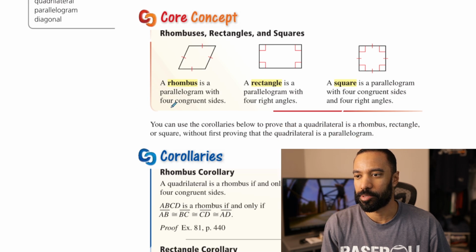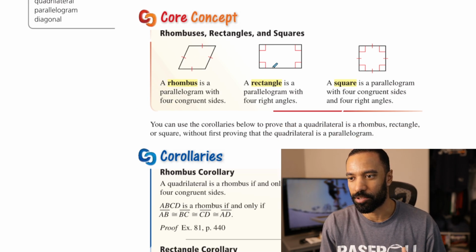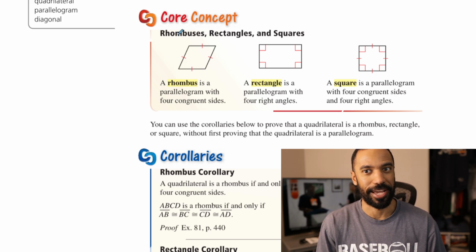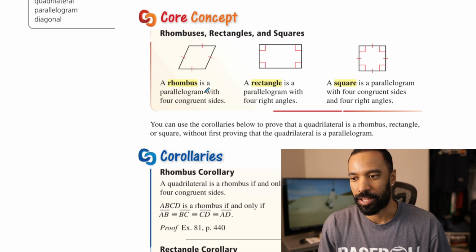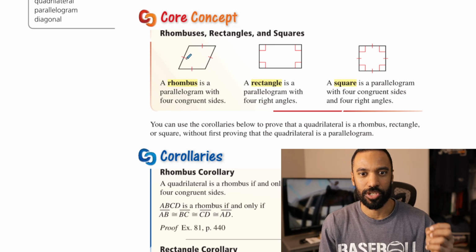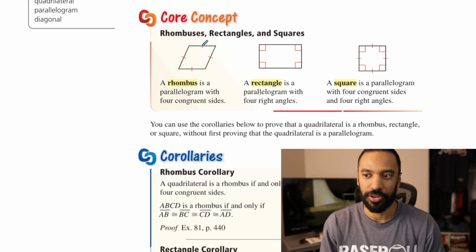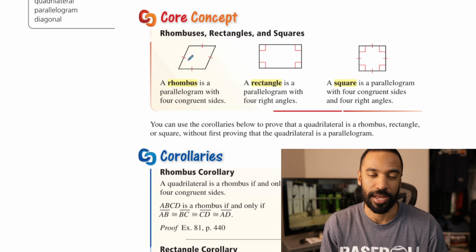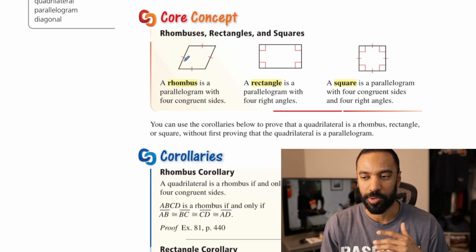Okay, so here they are. They start with rhombuses. Rhombuses, rectangles, and squares. And the plural is rhombuses, not rhombi. So a rhombus is a parallelogram with four congruent sides. So all four sides congruent to each other, not just the opposite sides congruent. Don't mistake that for a square. You do not need right angles for a rhombus to be what it is.